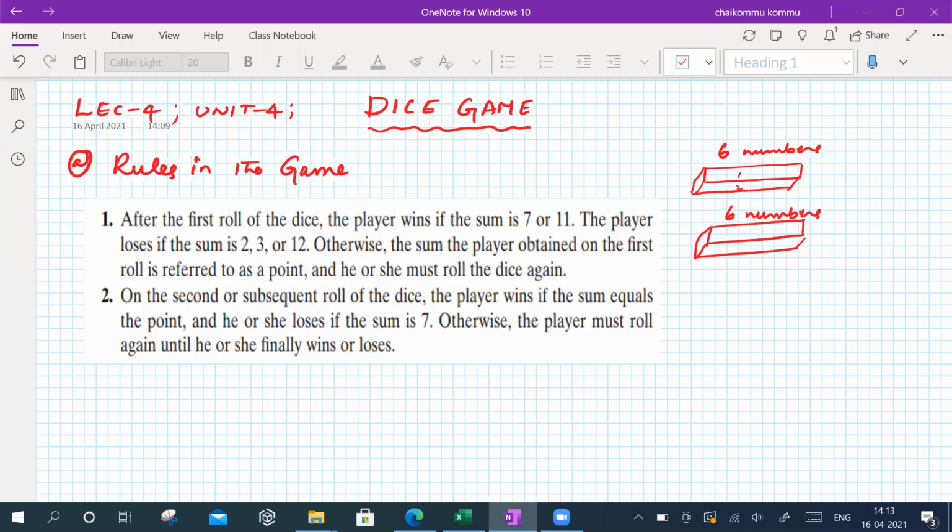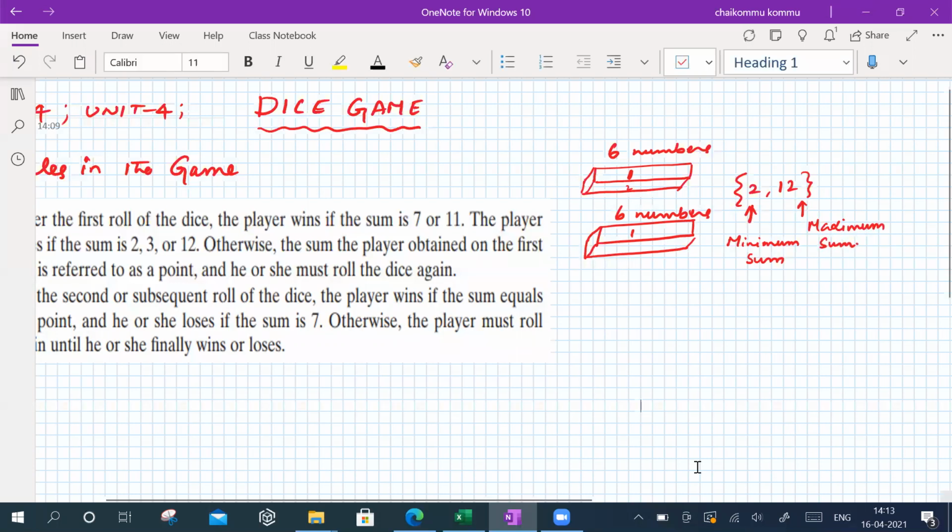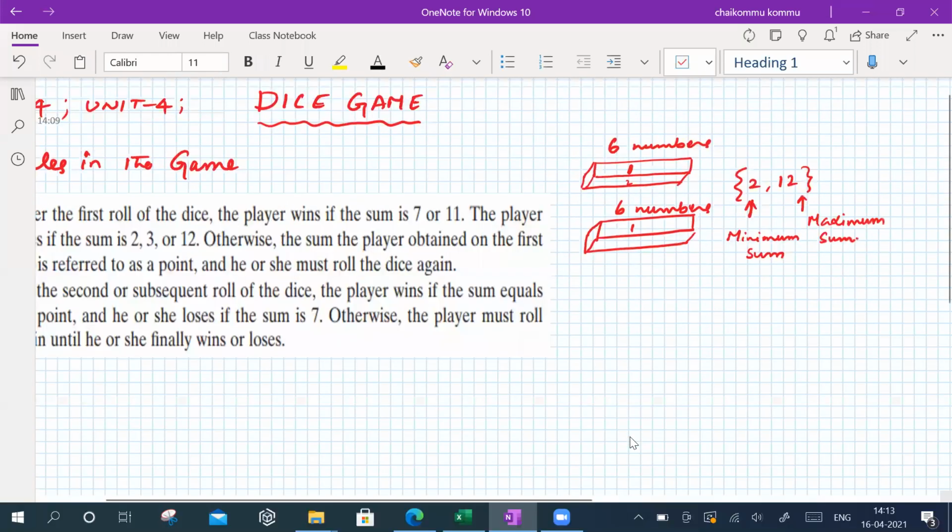So what is the minimum number here? Suppose 1 is obtained here, and 1 is obtained here also. So 2 is the minimum number. What is the maximum number that we will get? 6 on each die, therefore 12 is the maximum number. So this is the minimum sum and the maximum sum. Fine, so keep it aside and let us consider the game.